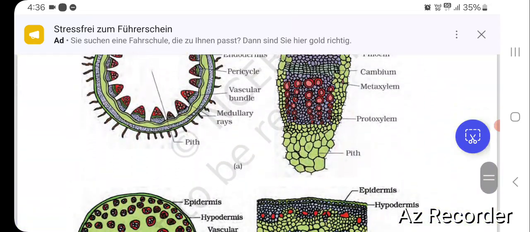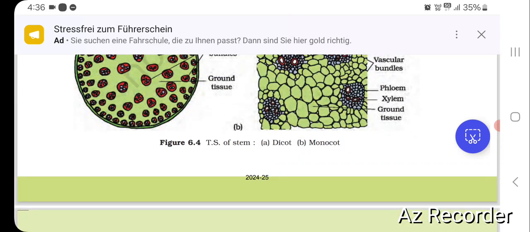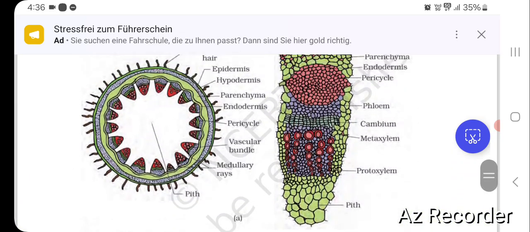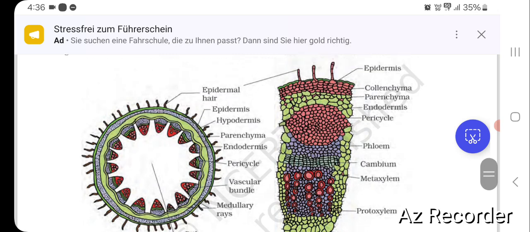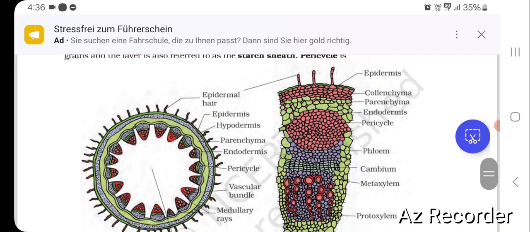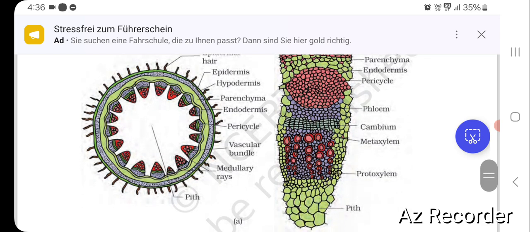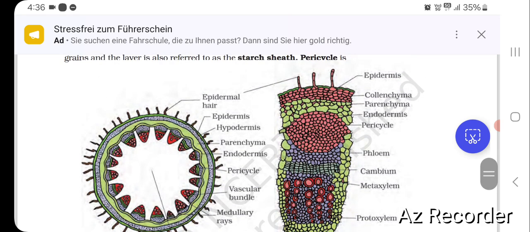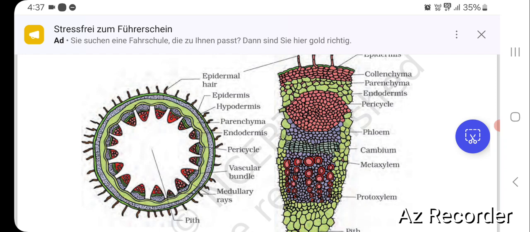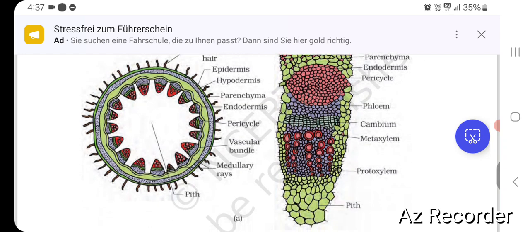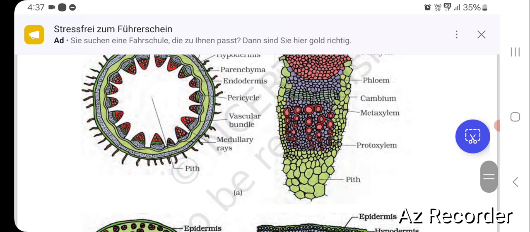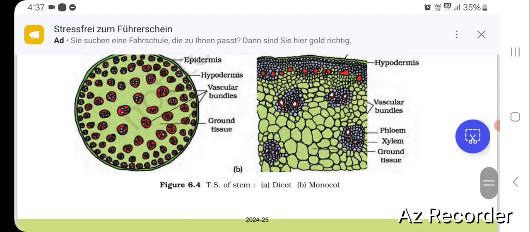So here we see the first one is TS of a dicot stem. Here are epidermal hairs, epidermis, then hypodermis, then parenchyma, then endodermis, pericycle, vascular bundle, medullary rays, then pith. Epidermis, parenchyma, endodermis, pericycle, phloem, cambium, metaxylem, protoxylem, then pith.